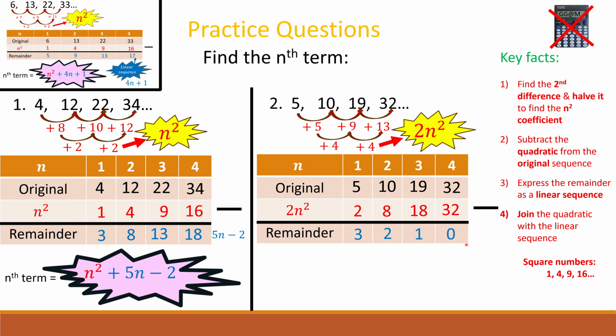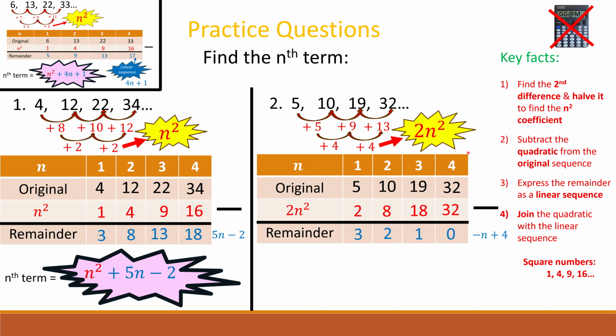Again, all these numbers are different, but this time the numbers are decreasing, so that means they are going down. Each number is going down by 1, which means I've got negative 1n because it is going down by 1 each time, and I need to know how to get from negative 1 to 3. So from negative 1 to 3 is going to be plus 4, so my linear nth term here is negative n plus 4. So that's step 3, working out the remainder as a linear sequence.